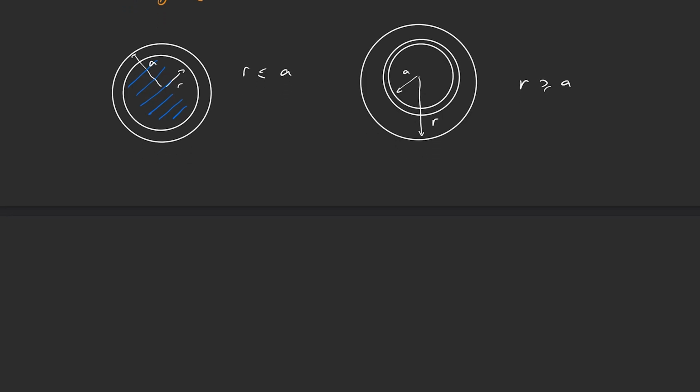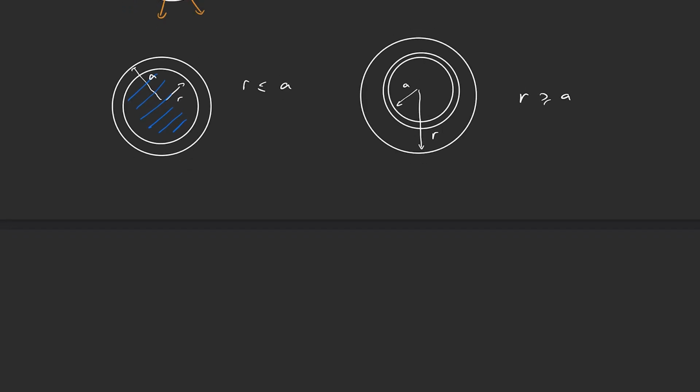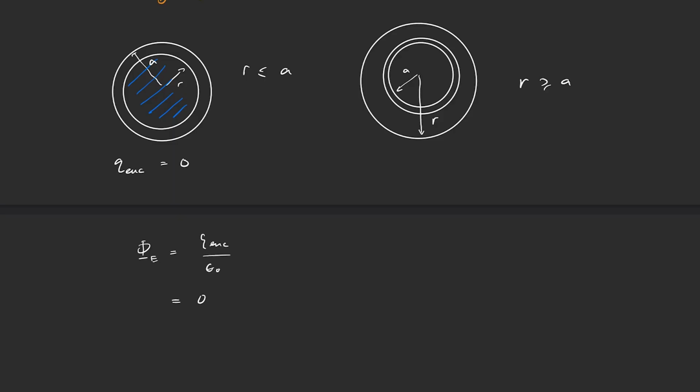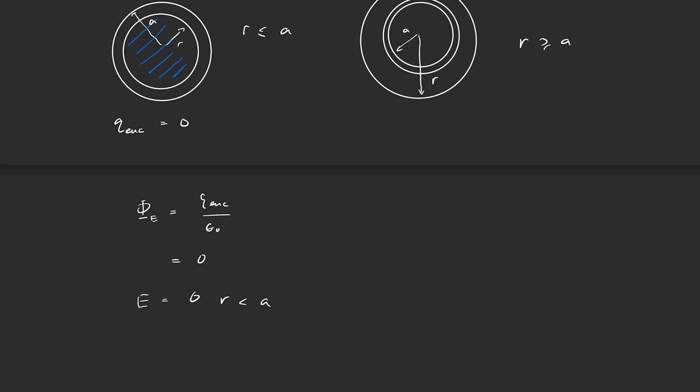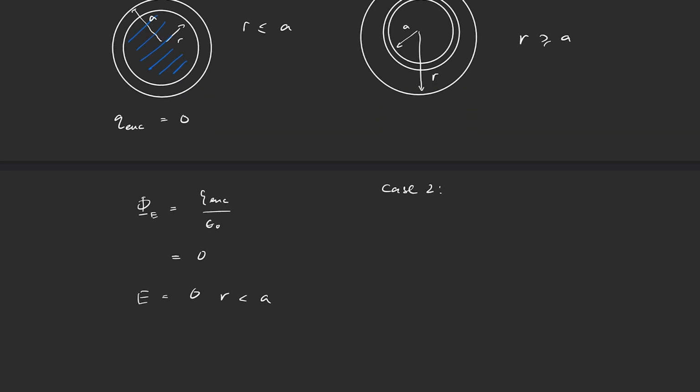The charge enclosed by the first surface is 0, since all the charge is located on the surface of the shell and emanates outwards. So we can conclude that the flux is the enclosed charge over epsilon naught, which is 0. So the electric field is 0, where r is less than a. So now we can treat our second case. It's a little bit different because we actually have some charge, and the charge enclosed is simply Q, because we have the entire spherical shell inside, so all the charge is enclosed.